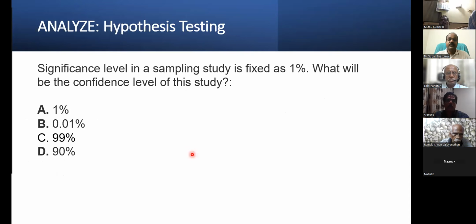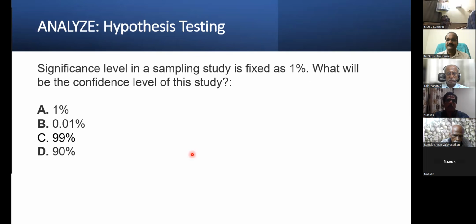The significance level in a sampling study is fixed at 1%. What will be the confidence level of this study? 99. If I ask you more about confidence level, what are we concerned about when we talk about confidence level? Are we concerned about the null hypothesis or the alternate hypothesis? Null, sir.